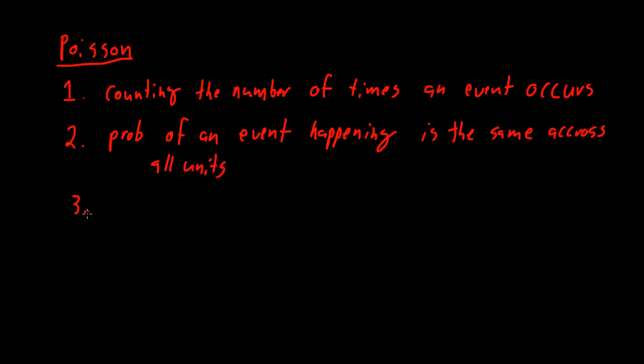Number three is that the number of events that occurs in one unit of time, area, or volume is independent of the number that occurs in any other mutually exclusive event. So the probability of an event is independent across all areas.